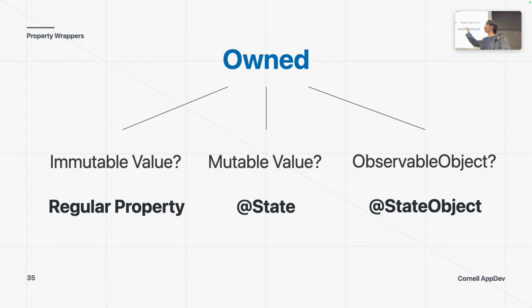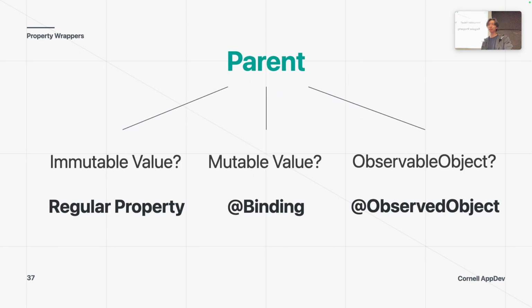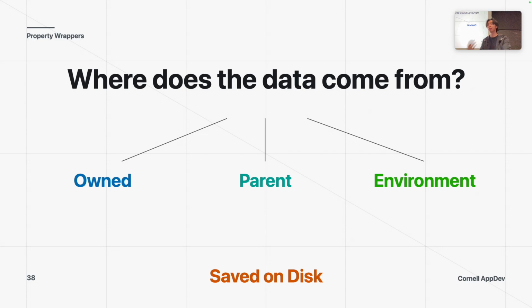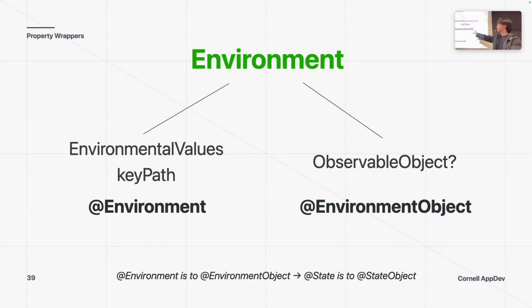If it's mutable, right, if I were to change it and want my views to be updated, I would use @State. But if that was a reference type, I'll replace that with @StateObject. So now that's if I own that property. If it comes from one parent, again, immutable value, you can use a regular property. If you want to change it, if it's mutable, you can use @Binding. That's for value types. Now for reference types, I would use @ObservedObject. If it comes from the environment, you want to use @Environment.